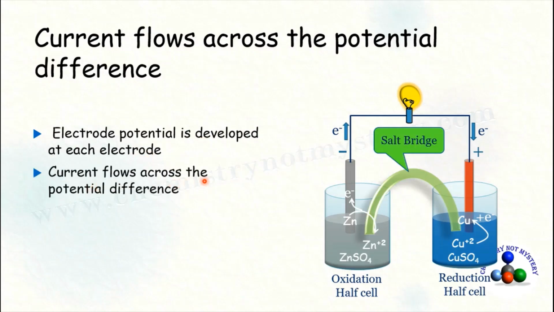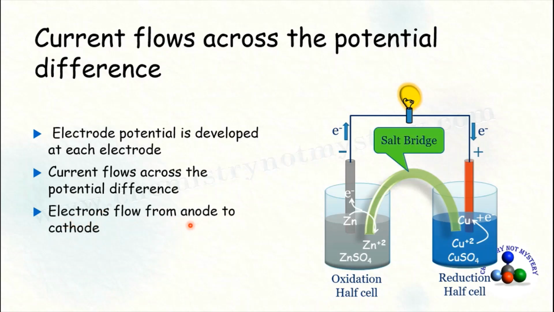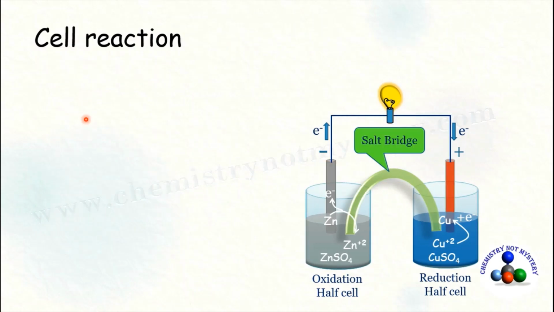Now current will flow across the potential difference. Electrons flow from anode to cathode, as the anode is electron rich, and current flows from cathode to anode, as the flow of current is opposite to the flow of electrons. Now come to the cell reaction.